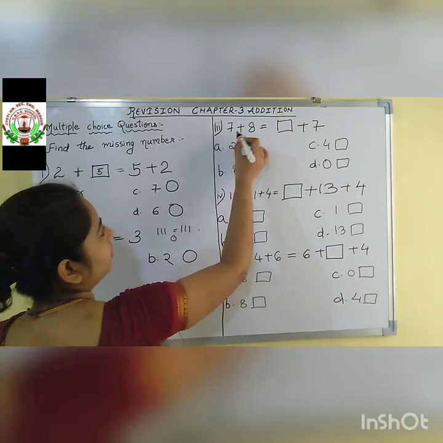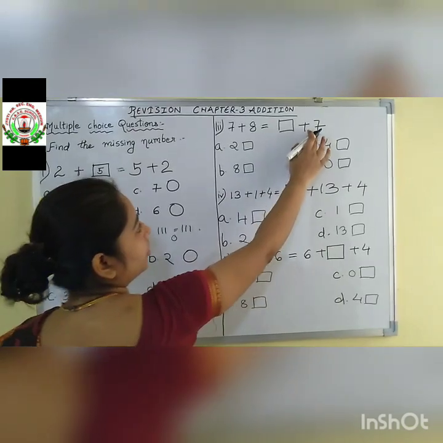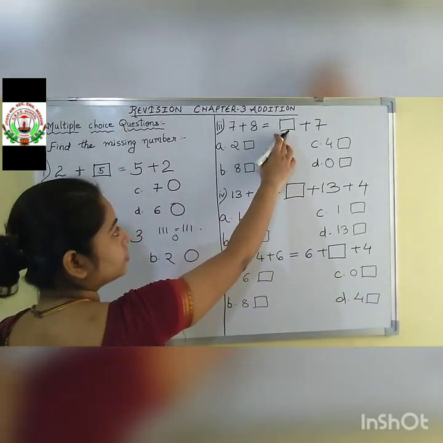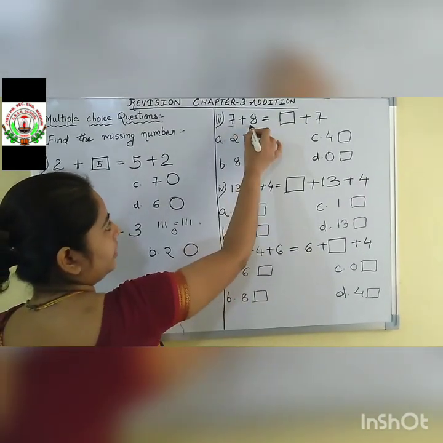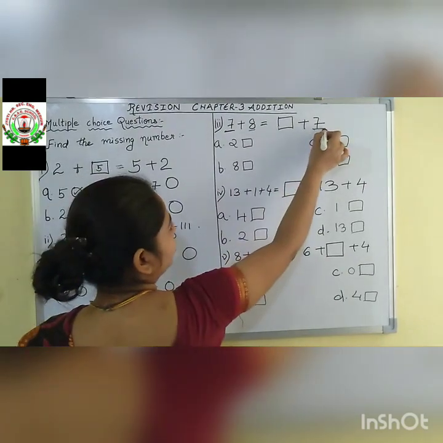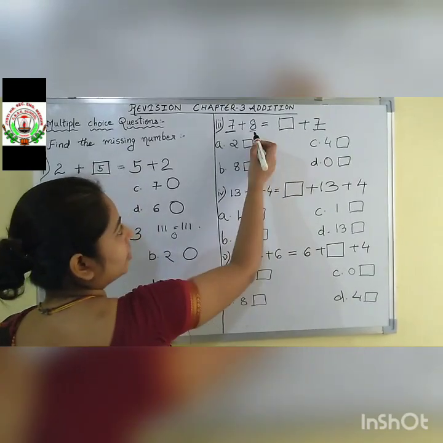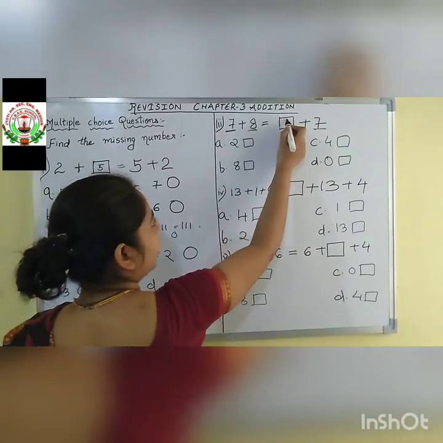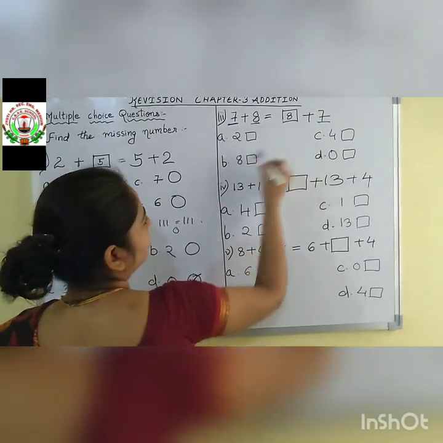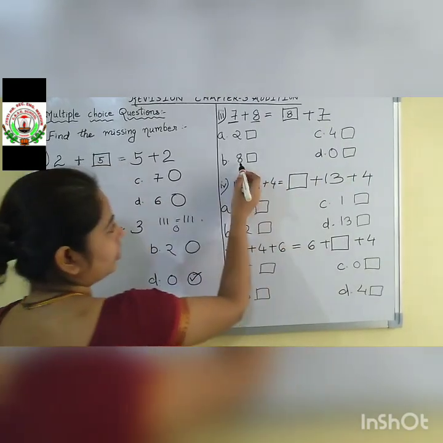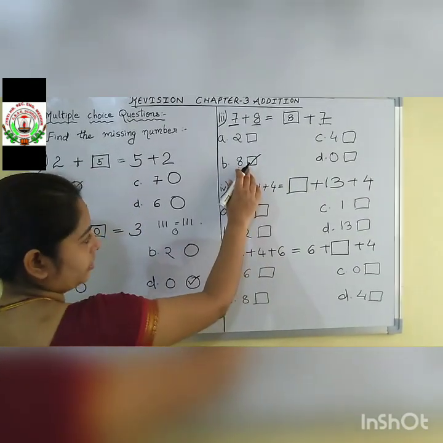Next question. 7 plus 8. On this side 2 numbers are there, 7 plus 8, and on the other side only one number is there and one is missing. So which number will be coming inside the box? 7, 8 is there. 7 is here also. But which number is missing here? This 8, yes or no? 7 is there on both the sides, but 8 is not present here. So we'll put 8, and from the options A 2, B 8, C 4, D 0, this 8 is correct. So our answer is option B, 8.